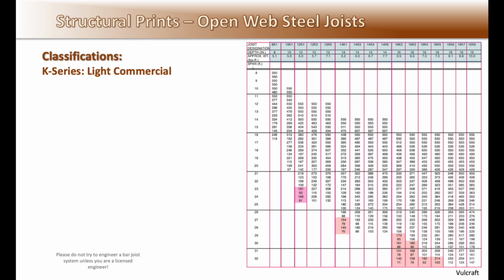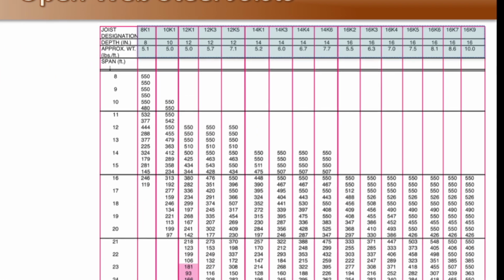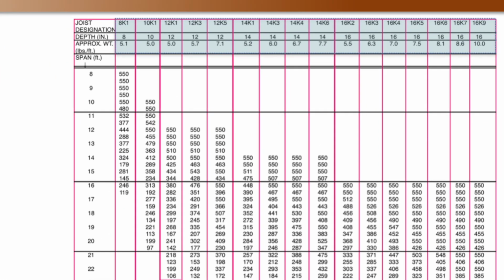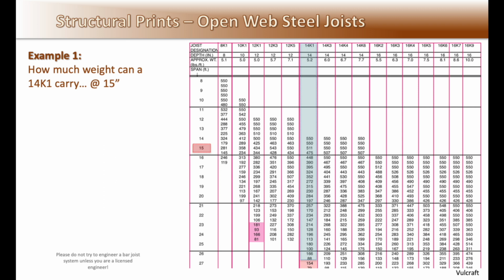Now let's take a look at sizing a bar joist using the same Volcraft load chart. Note, all bar joist manufacturers will have load charts for their joist systems. The chart shows the allowable loads for different K-series joist sizes and spans, 8K1 to 16K9 on this page. In example 1, how much weight can a 14K1 spanning 15 feet carry? The answer is go down to 15 feet, then scroll over to the maximum load, 511 pounds per lineal foot.